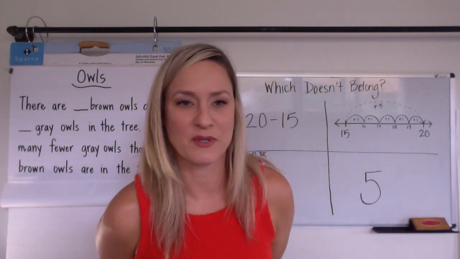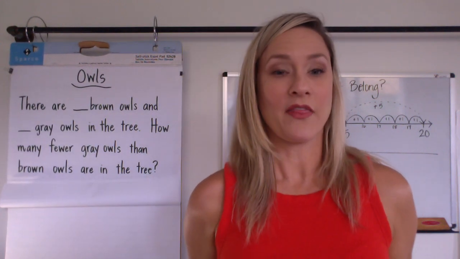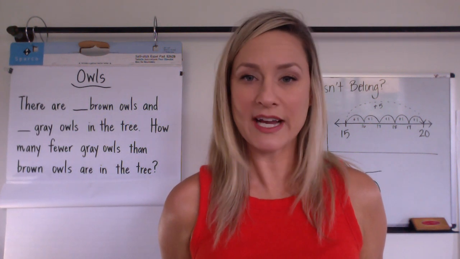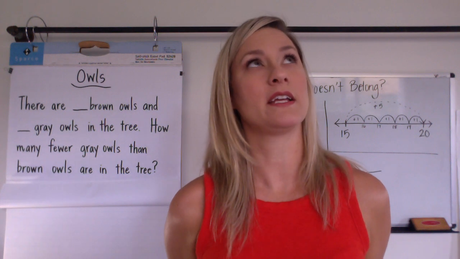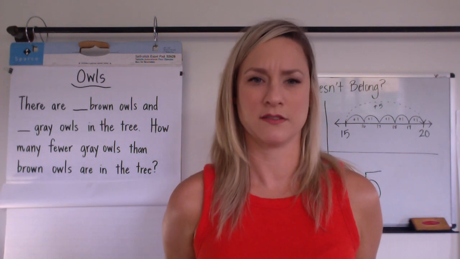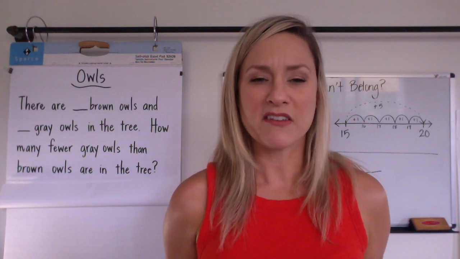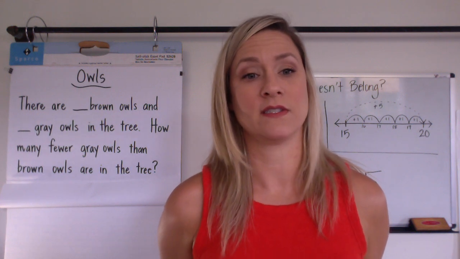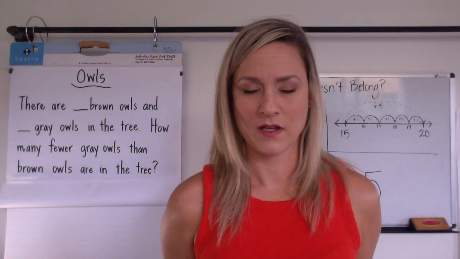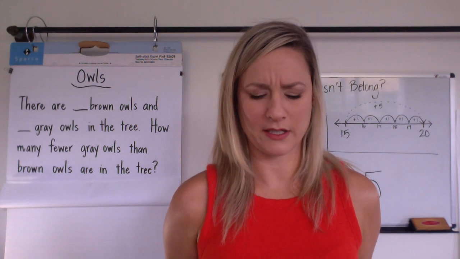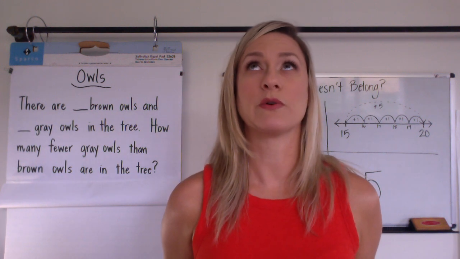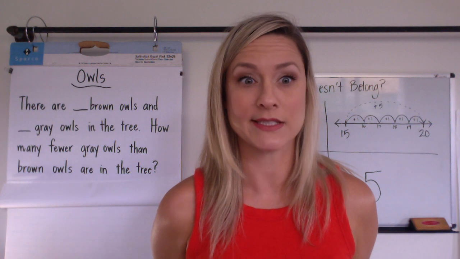So here's our story. Owls. There are brown owls and gray owls in the tree. Okay, can you imagine that? Some gray owls, some brown owls. How many fewer gray owls than brown owls are in the tree? Okay, so let's stop and think about that. What do we know for sure? So I want you to stop and think. What do I know for sure? You can even hit pause.